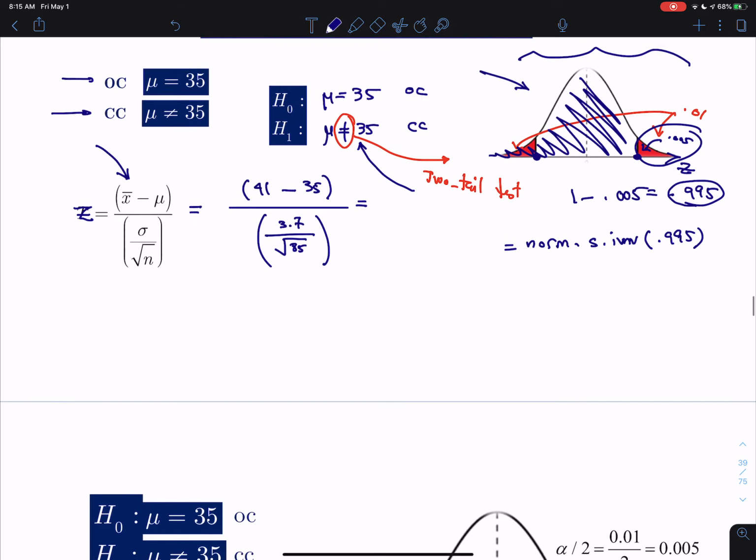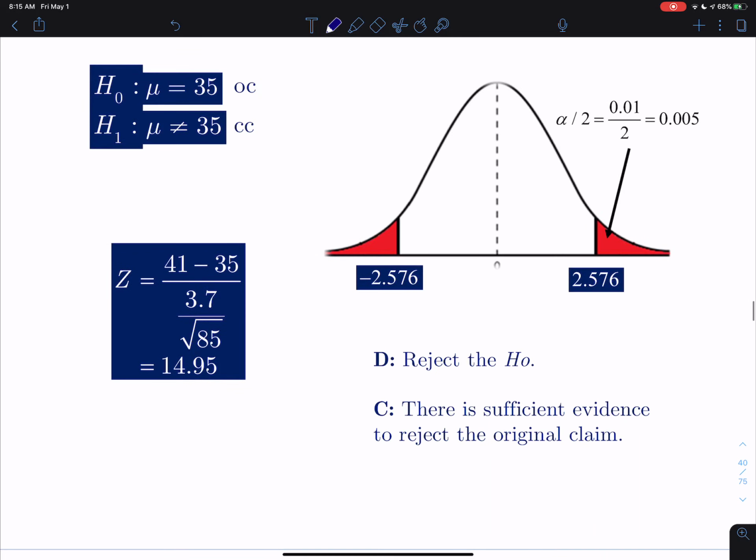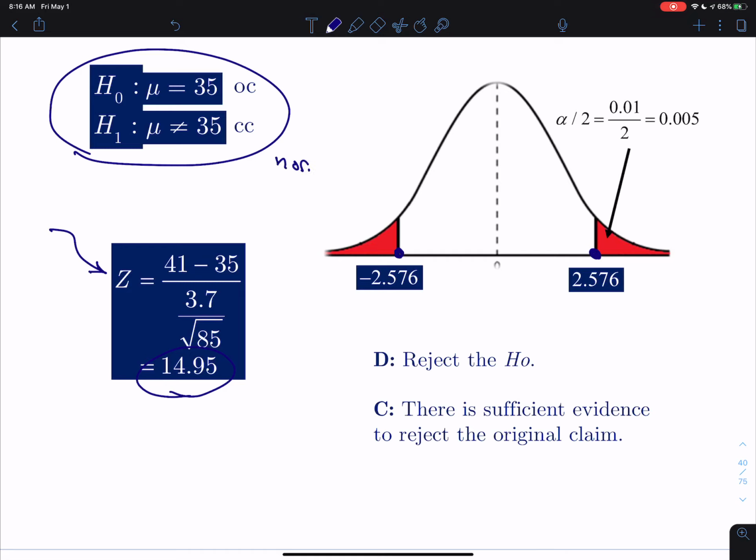So let's move on and actually see these values computed since I've done them for you here. So here are my null and alternative hypotheses. Here's the test statistic formula where I've plugged in the values, and the answer is 14.95 if you type that in Excel. Your rejection region, these two values that you wanted to calculate the z-score for: if you type norm.s.inv of 0.995, you'll get this value here. So that's how you get 2.575 as your critical values, and the two red areas are your rejection regions.